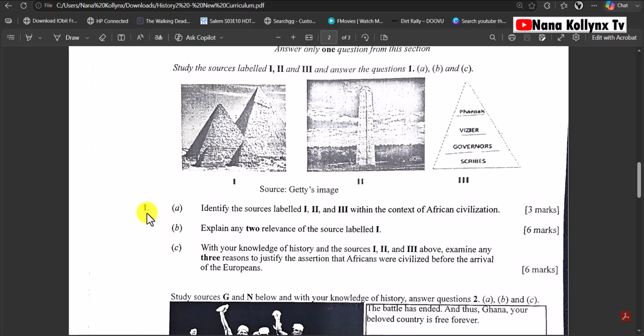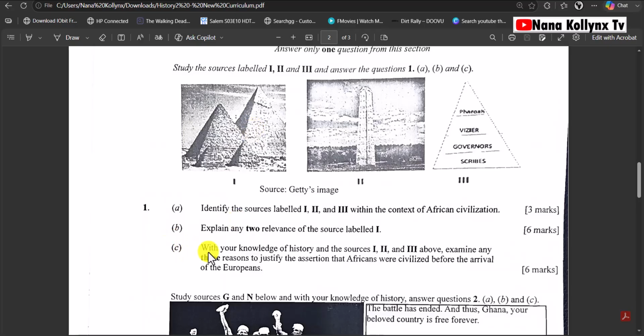Now, 1B says, explain the relevance of the source labeled I. What is the importance of this source? So this is source I. What is the importance of this? The relevance. Explain 2 of them. So meaning the uses of this.